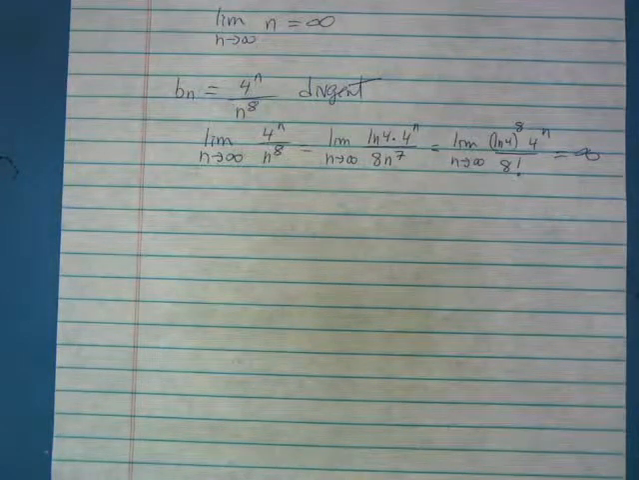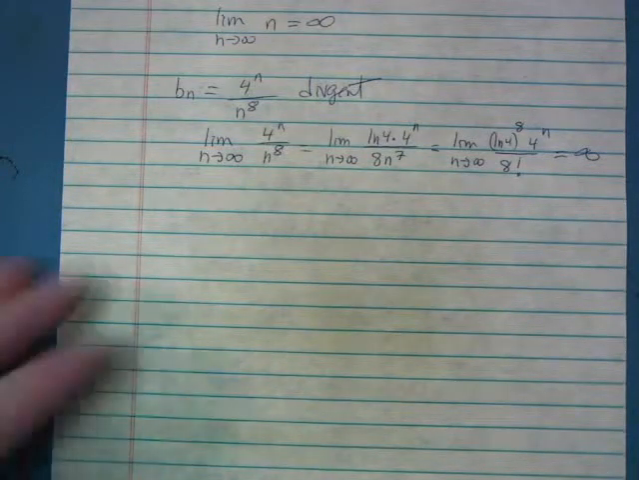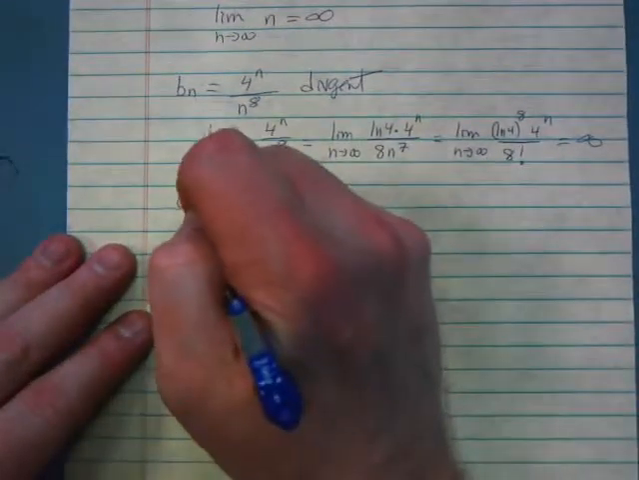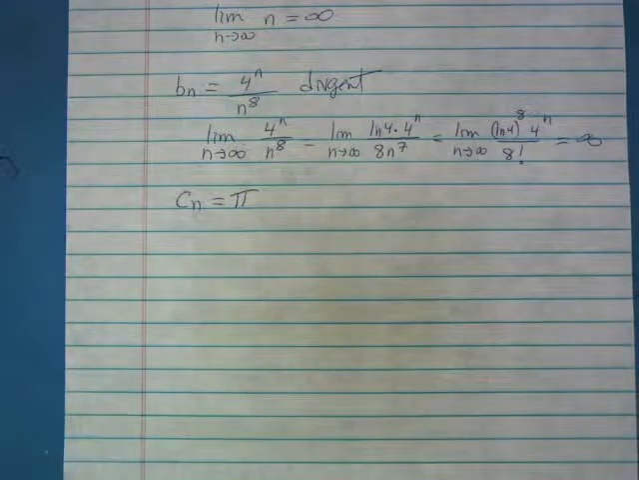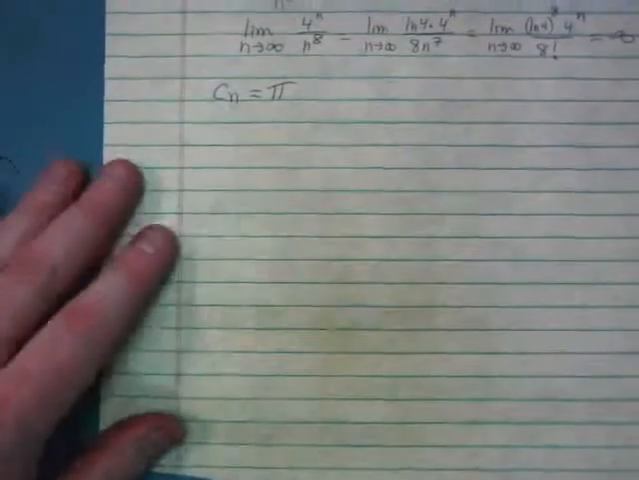Would you like a sequence that converges to pi? c sub n equals pi. What's the limit as n goes to infinity? Pi. There's a sequence that converges to pi. Thought I was going to make a fancy one, didn't you? You're not impressed? How simple and quick that was? Really.